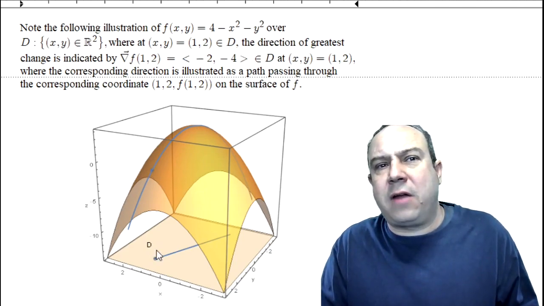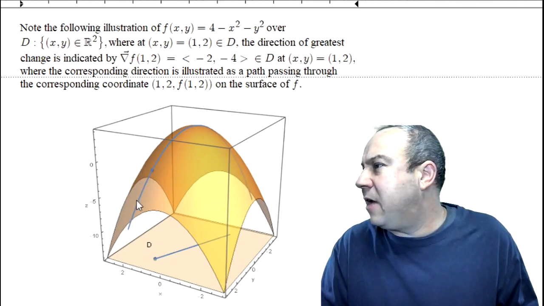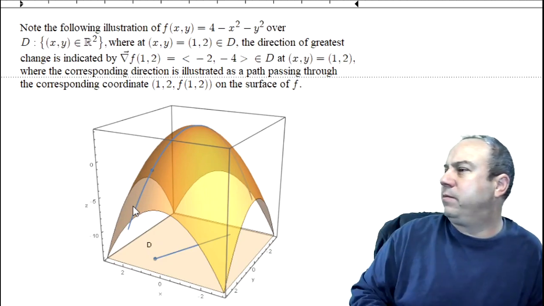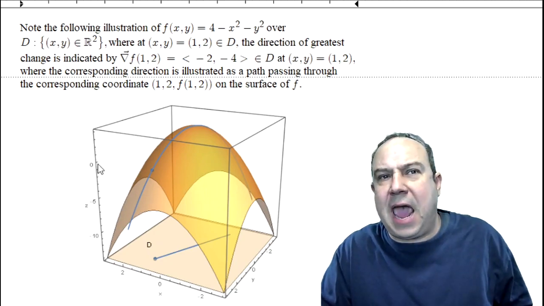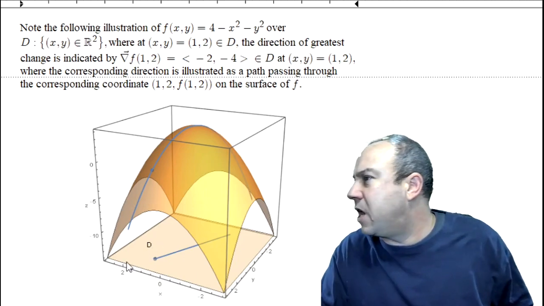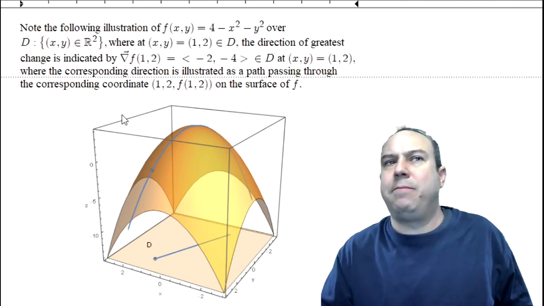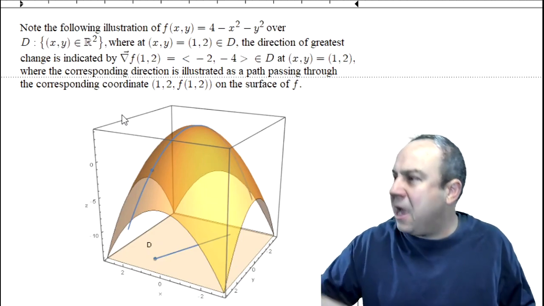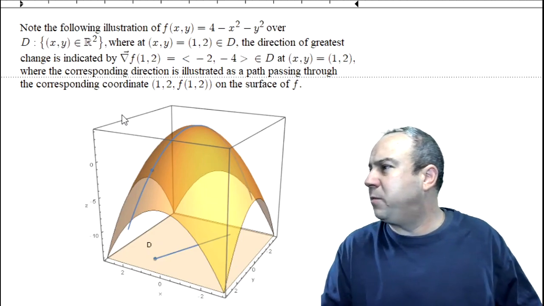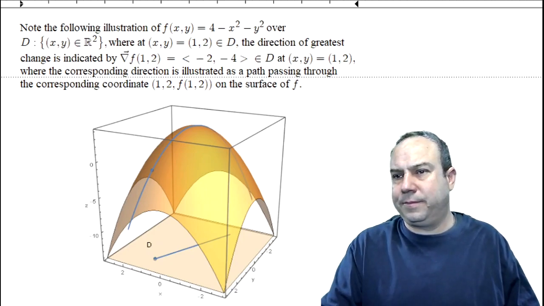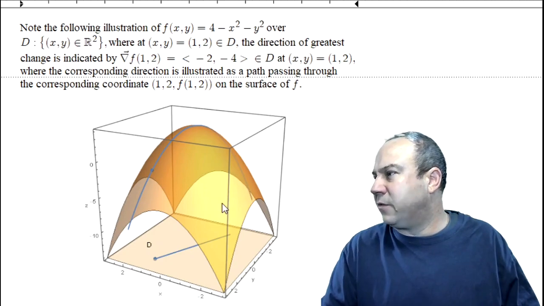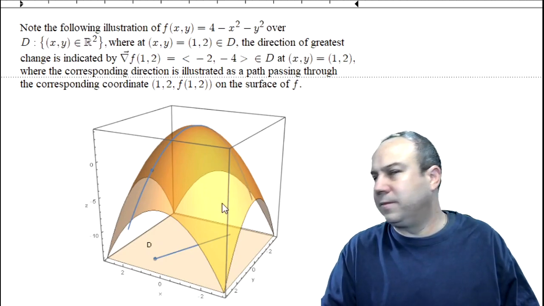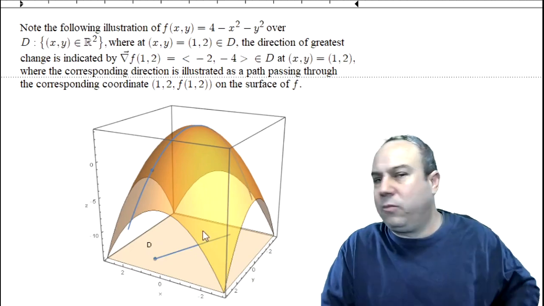If we were to turn around and walk in the opposite of this direction, that would be walking down the surface this way. That would be the direction of greatest decrease. How much is z going up or down by at that location when we move in this direction? Well, it's going up by 2 root 5 units, or it's going down by 2 root 5 units, respectively. That's all illustrated here on this surface for this example. That is what we're describing with gradient.